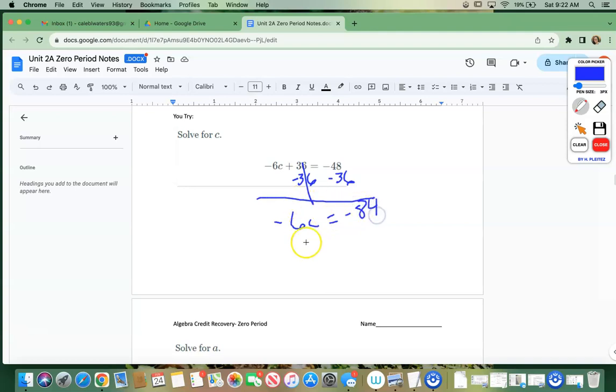You probably did that in the calculator. Divide negative 84 by negative 6. I'm going to need a calculator for that one. Let's see what we got. I am getting, if I can get the calculator pulled up, that is. I'm getting 14. So c equals 14.